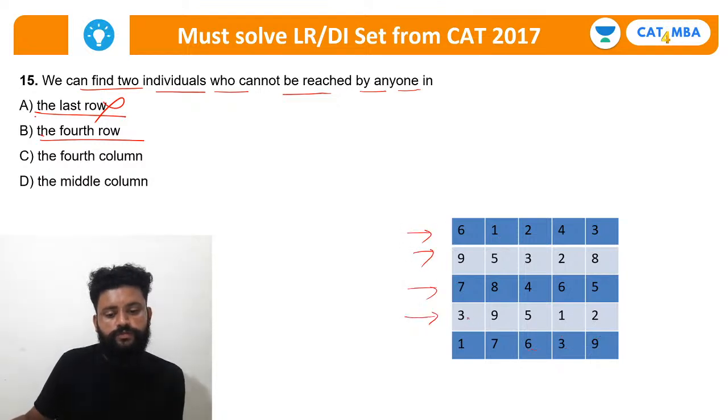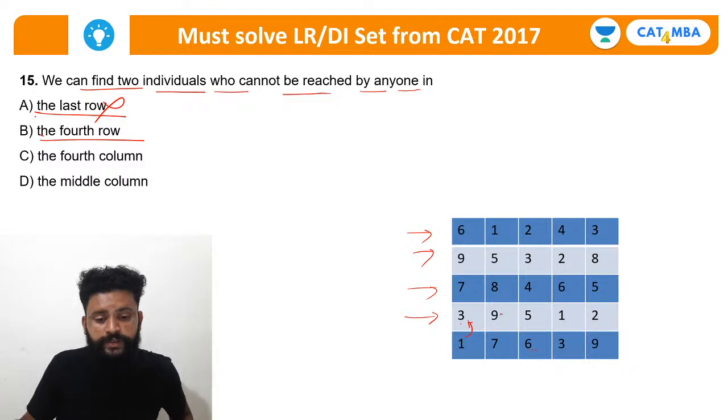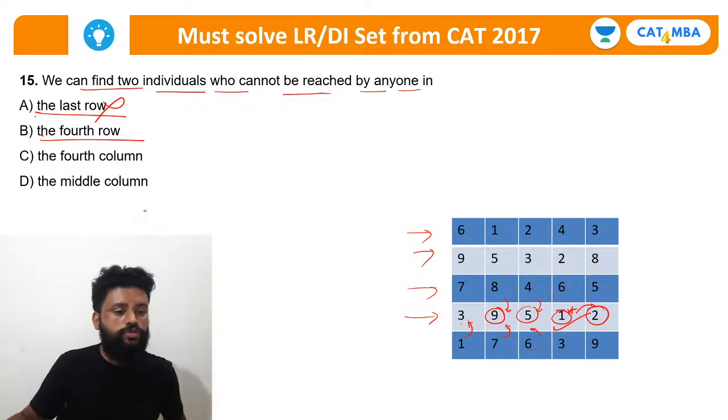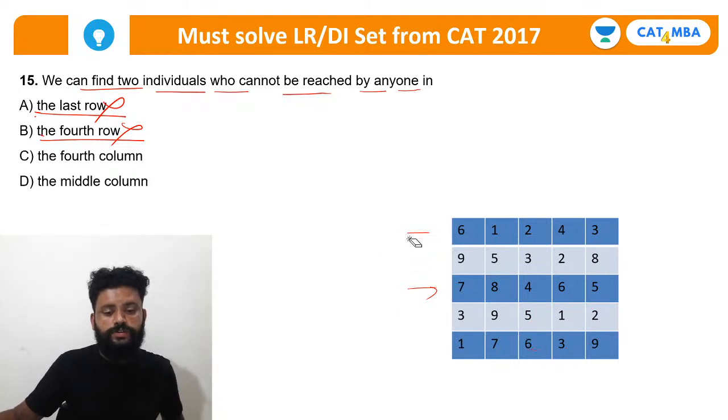Talk about 1, 2, cannot be reached by anyone. So this is where 3 can be reached by 1. 9 can be reached by 8, 7. 5 can be reached by 4. 1 cannot be reached. One we have. 2 can be reached. There are not two persons, only one. That's not the case. We want two persons.